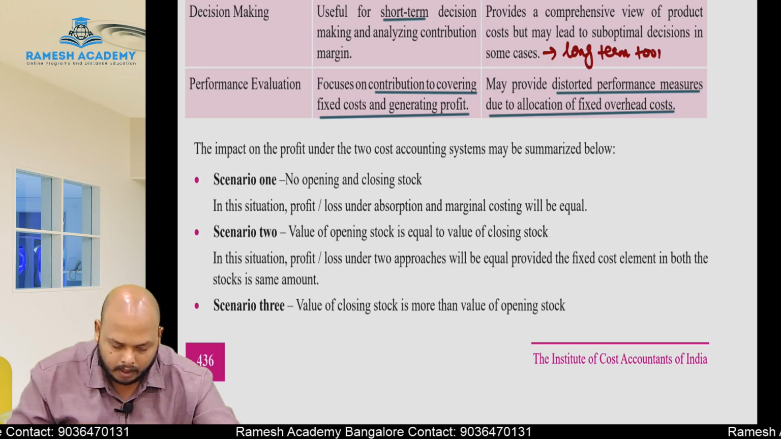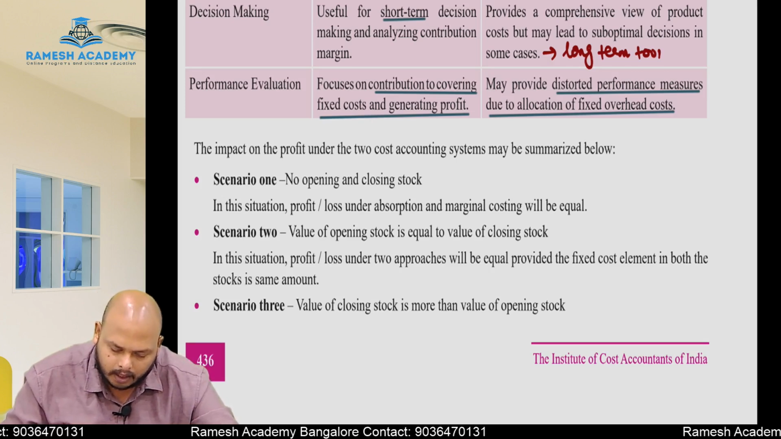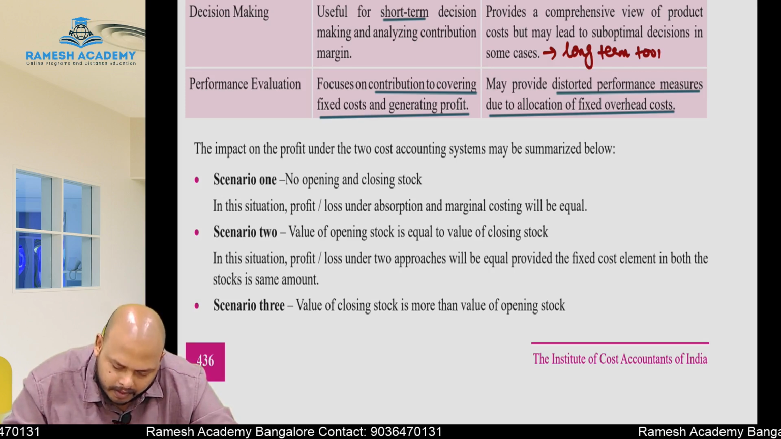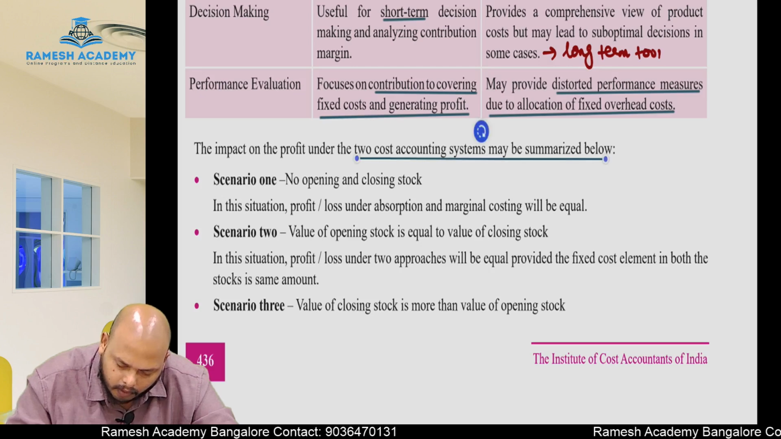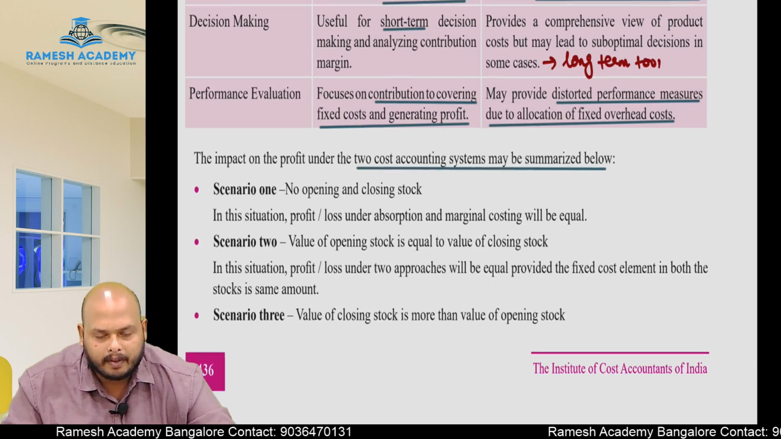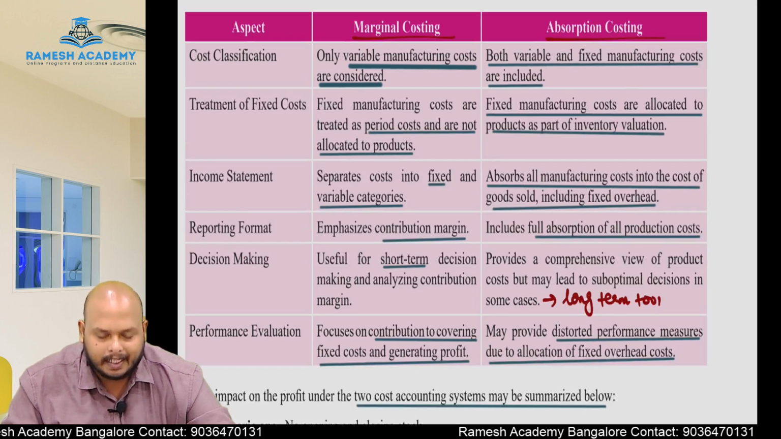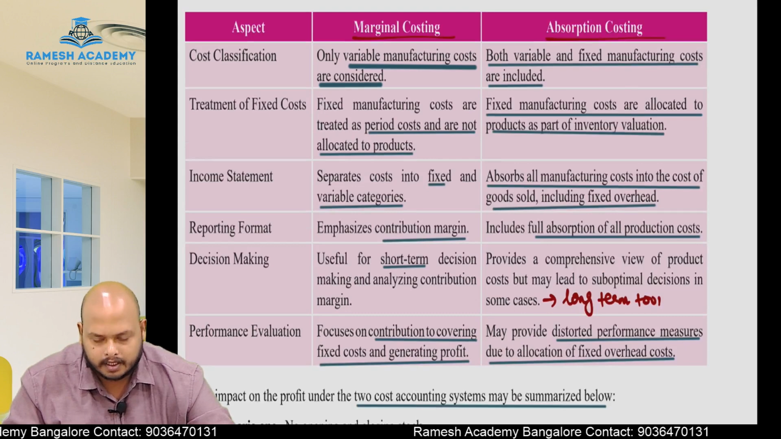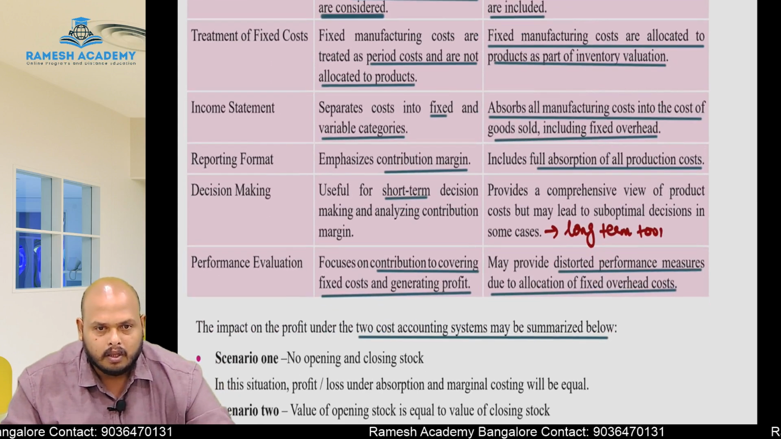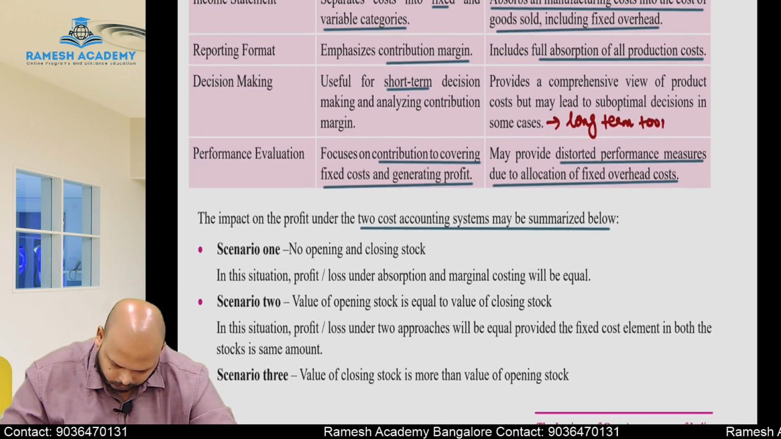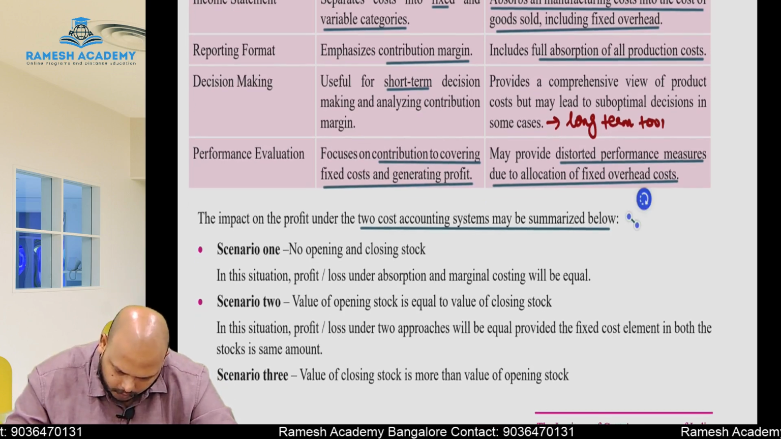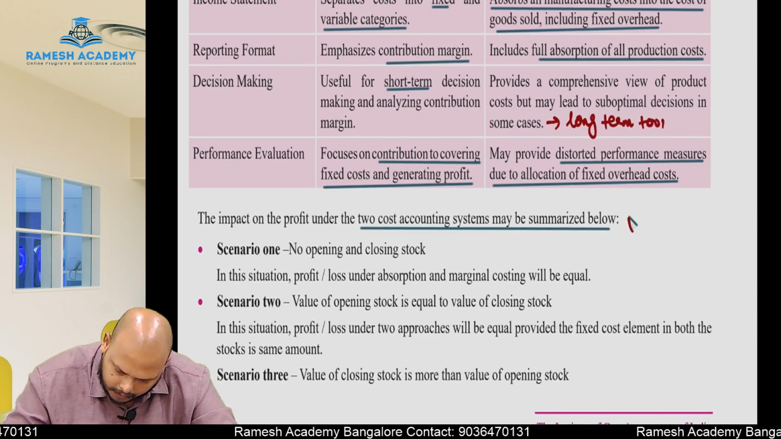Next, the impact on the profit under the two cost accounting systems may be summarized as follows. When we are preparing the income statement and calculating the profit using the marginal costing statement and the absorption costing statement, what impact will it have? Very important for MCQ. Frequently he will ask MCQ questions.